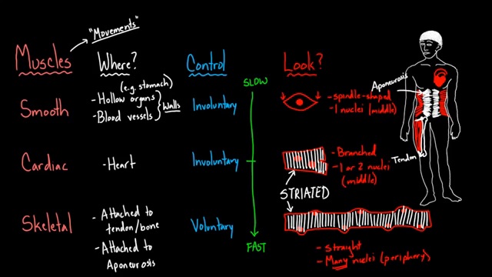And now you can see there's actually some interesting stuff here. You have some similarities between the cardiac and the smooth muscle. They're both involuntary. You've got some similarities between the skeletal and the cardiac. They're both striated. And so you can see how all three are somehow similar, but also somehow different from one another.